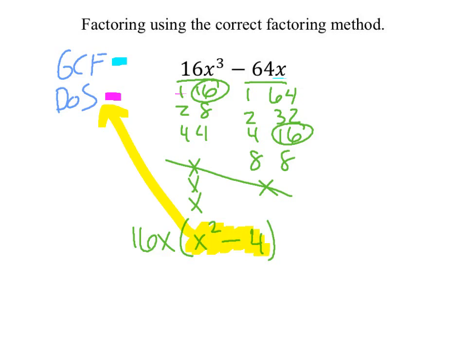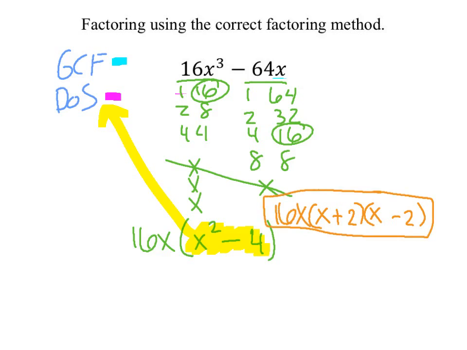So, to do that, I'm going to make my 2 parentheses. To get x squared, I have x times x. To get 4, I have 2 times 2. My signs are plus and minus. But don't forget about that 16x that I factored out before. This is my final answer.